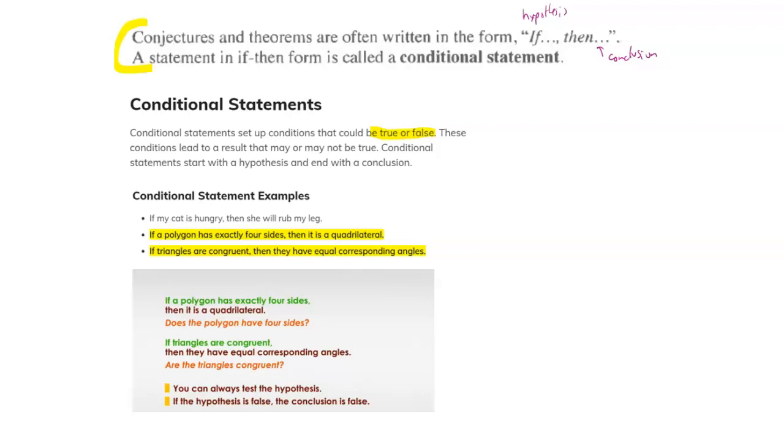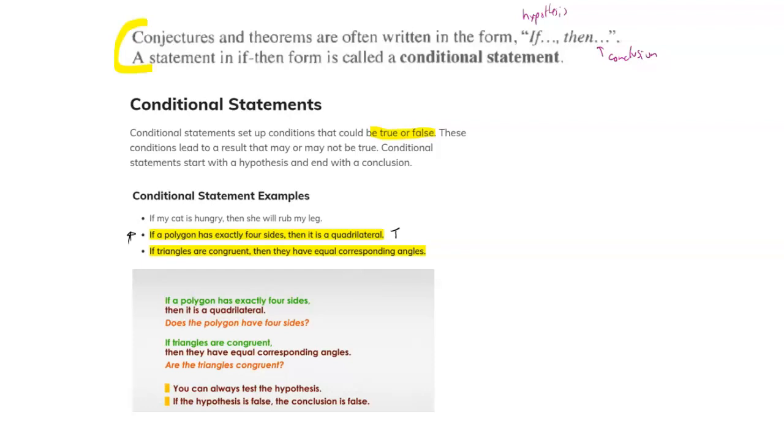I don't know. But if we look at our first highlighted one, if a polygon has exactly 4 sides, then it is a quadrilateral. This is a true statement. I'll put a little T next to that. And that's true because anything that has 4 sides is always called a quadrilateral. Hypothesis, conclusion is quadrilateral.